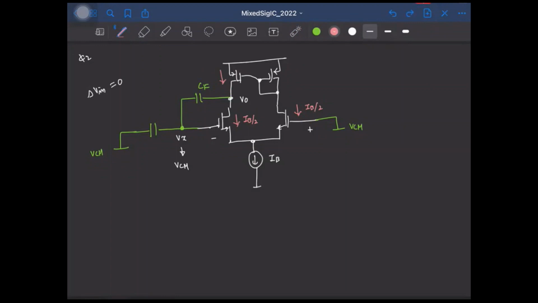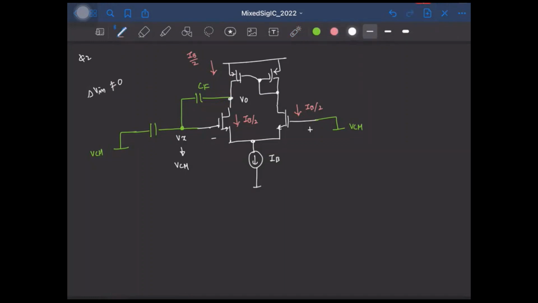So let me draw it somewhere here, IB by 2, right? So that will be the current flowing here. Which means the current that is flowing into the capacitor is 0. Okay. So now let us say my input is not 0.